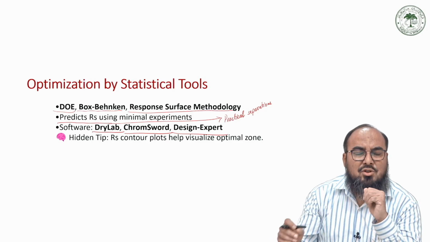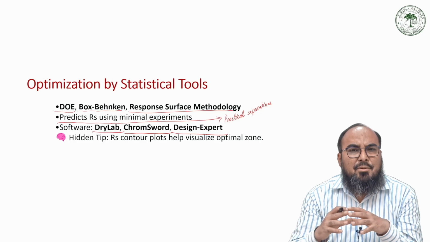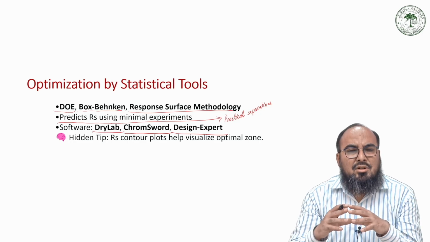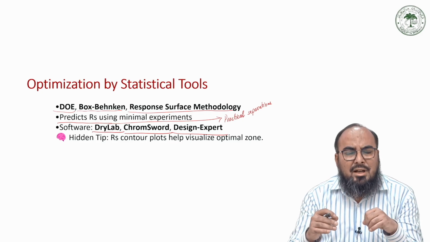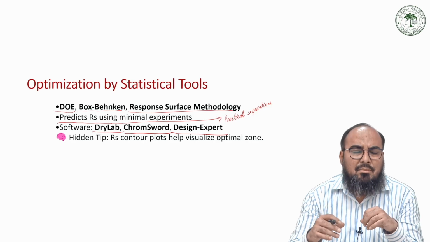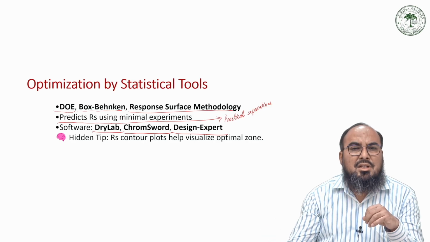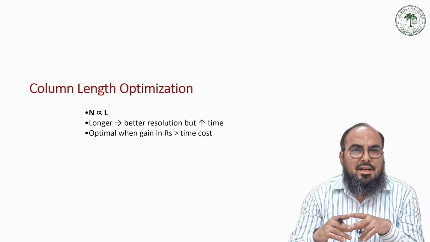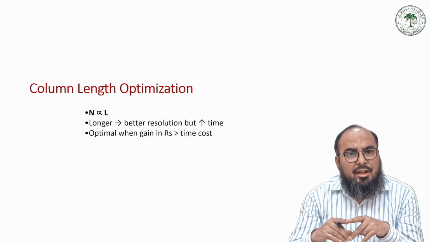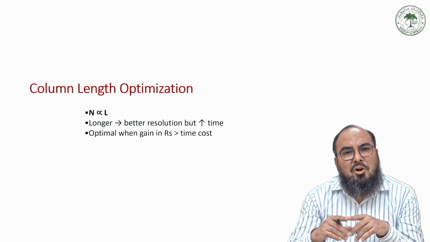These statistical tools help you to minimize your separation time and the number of experiments you have to undergo. You can run just a few, on the basis of the selection done by your computer with these programs. Now, column length is one of the important things you have to visualize in optimization.